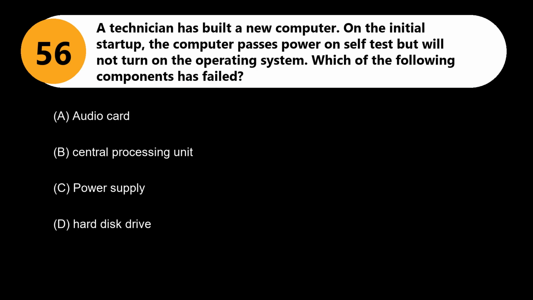Question 56. A technician has built a new computer. On the initial startup, the computer passes power on self-test but will not turn on the operating system. Which of the following components has failed? Option A, audio card. Option B, central processing unit. Option C, power supply. Option D, hard disk drive. The correct answer is option D, hard disk drive.